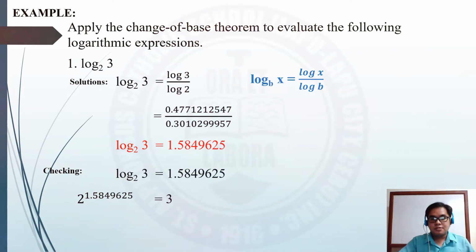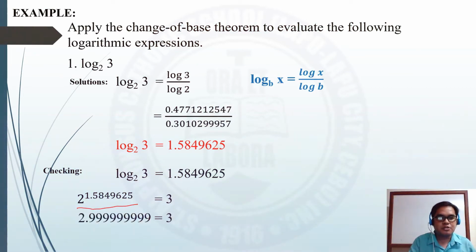and transform this logarithmic form into this exponential form. And the value of 2 raised to 1.584965 is equal to 2.999999, and it will become 3. Copy equals 3. So therefore, this 1.584965 is the equivalent value of our logarithm of 3 to the base 2.